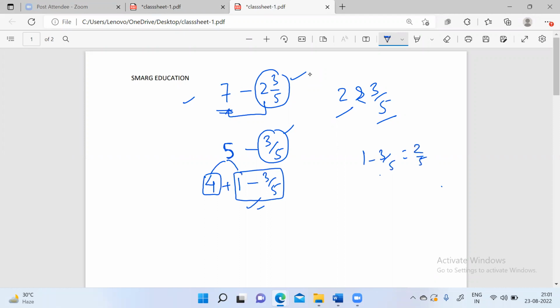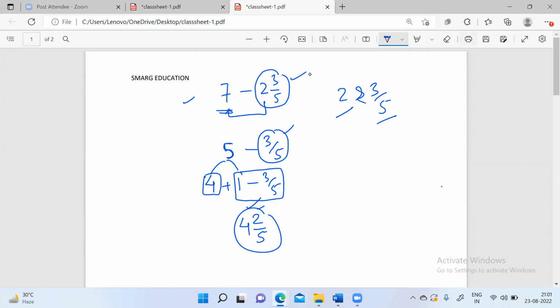2 by 5, because this was divided into 5 parts and 3 parts out of 5 are taken, so 2 parts will remain. That means we can write 1 as 5 by 5, and minus 3 by 5 becomes 2 by 5. Is it easy now? So if I reduce 1 minus 3 by 5, you'll get 2 by 5.